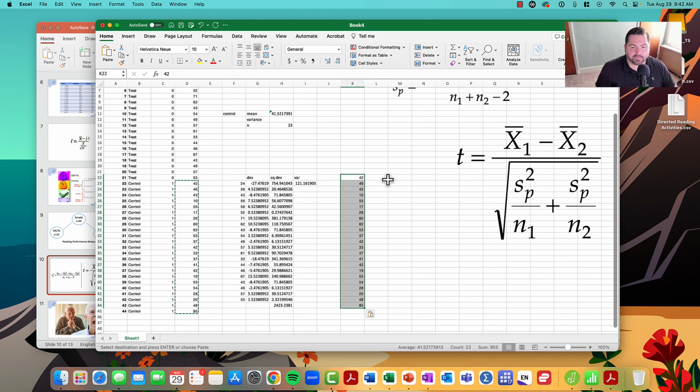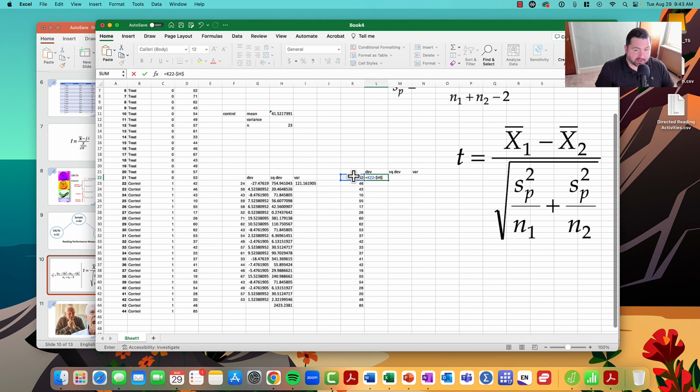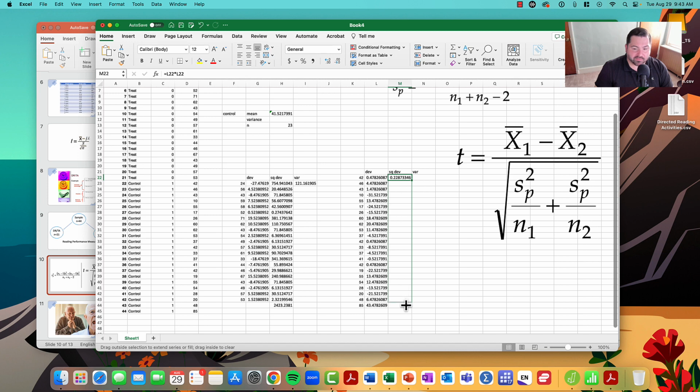So if we take that data and we need the deviance, square deviance, and variance, once again, we're going to set the cell equal to this value minus $H$11 in this case. And you can see that that is also highlighted as such. We can run that number down for the remaining data points. We'll need to square the deviance, so multiply these values by themselves. We'll need to run that down and sum that.